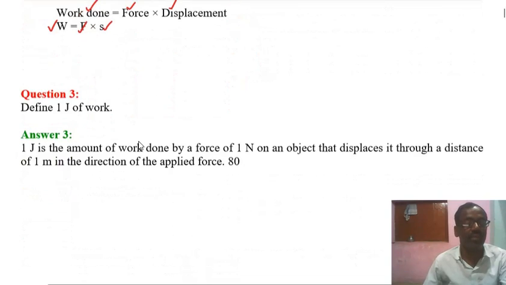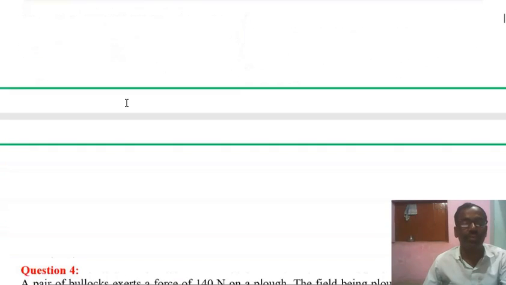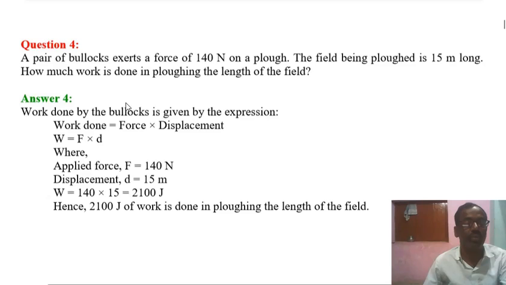Let's see question number 3 of this page. Define 1 joule of work. The definition of 1 joule of work is in this way. 1 joule is the amount of work done by a force of 1 Newton on an object that displaces it through a distance of 1 meter in the direction of the applied force. Hope that there is no problem to understand the answer of the question. Define 1 joule of work. So let's see question number 4 of this page.